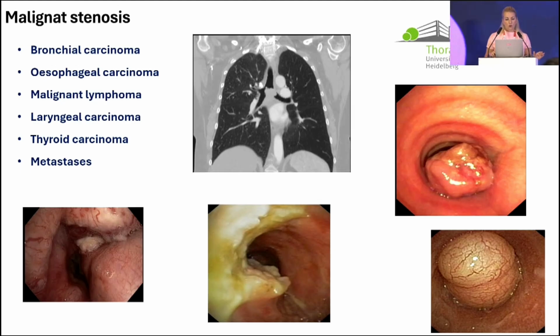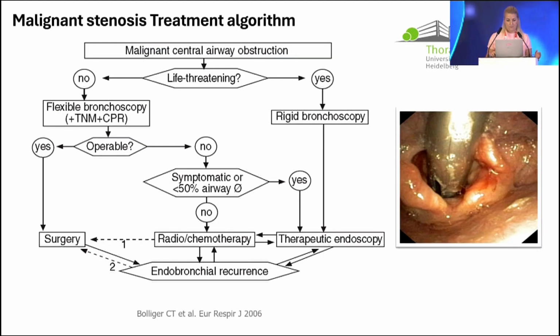Malignant stenosis, obviously bronchial carcinoma, but esophageal carcinoma also. These are the most frequent ones. But we might have a lymphoma causing a central obstruction, laryngeal carcinoma, thyroid, and all different metastases. What do we do? There is a treatment algorithm.